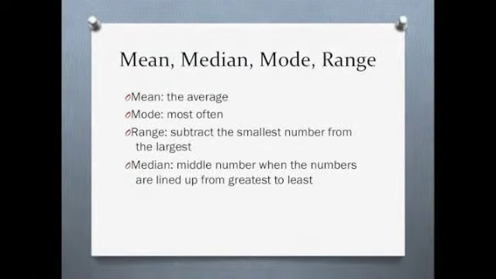Next, we will discuss mean, median, mode, and range. Mean is the average of a group of integers. Median is the middle number when the group is lined up from greatest to least. Mode is the number that is repeated most often in the group, and range is the difference between the largest and smallest number. Now we will learn a song to help you remember the definitions.